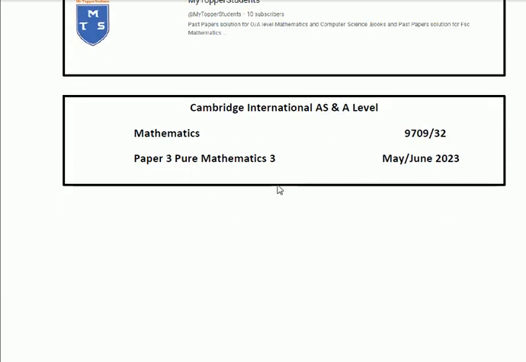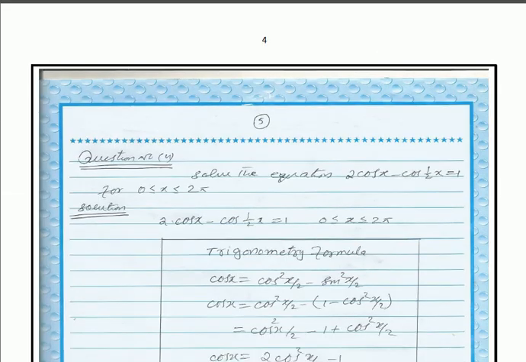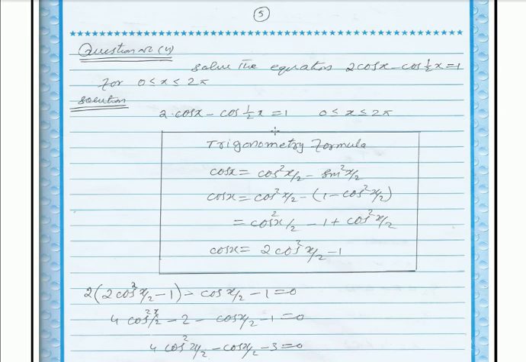In paper 3 pure mathematics 3, question number 4 is: solve the equation 2 cos x minus cos x by 2 equal to 1 for 0 less than or equal to x less than or equal to 2 pi. So the given equation is 2 cos x minus cos (x/2) equal to 1.